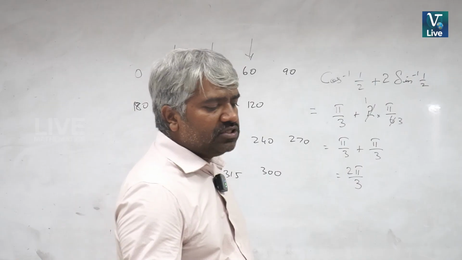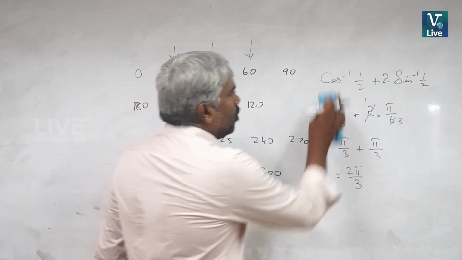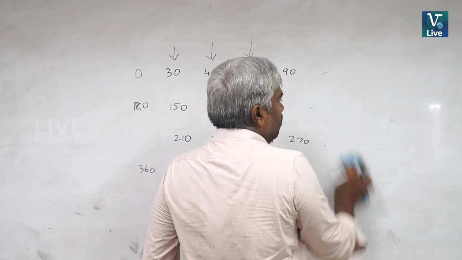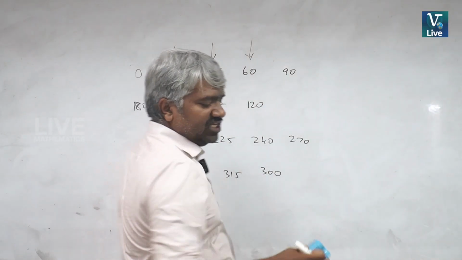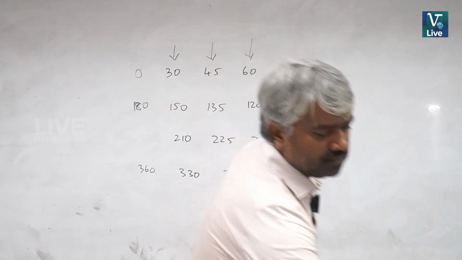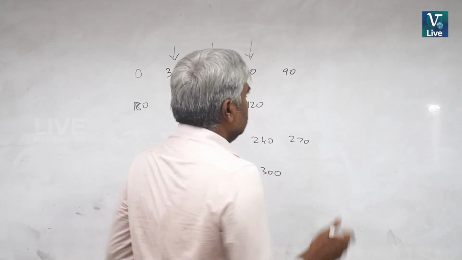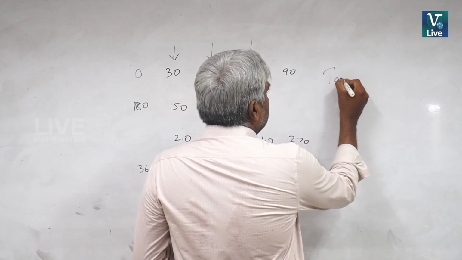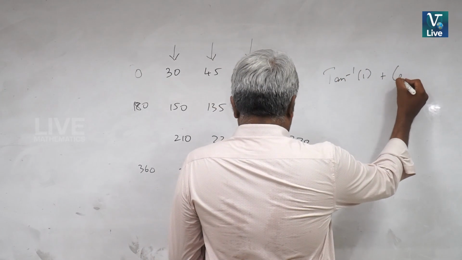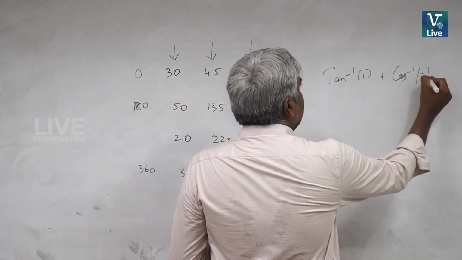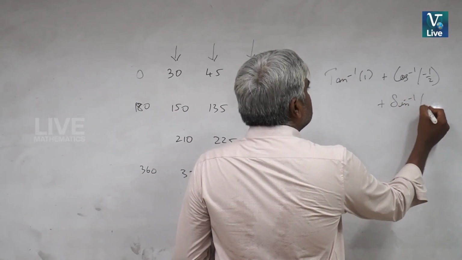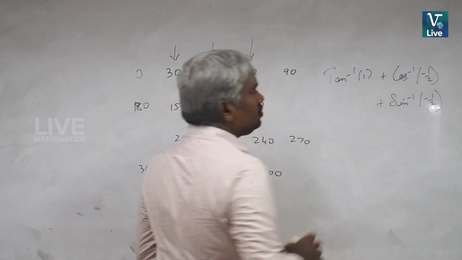Right? Now similarly, I'll solve another problem, because this is one of the simplest problems. Now I'll explain another problem, right? Tan inverse of 1 plus cos inverse of minus 1 by 2 plus sine inverse of minus 1 by 2.